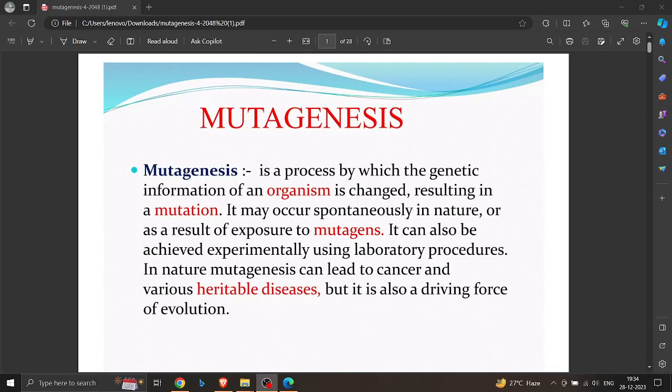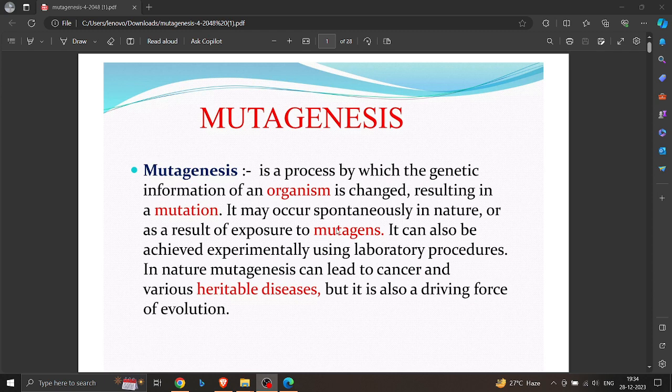Students, from genetics, we are into another topic, that is mutagenesis. What is mutagenesis? Mutagenesis is a process by which the genetic information of an organism is changed, resulting in a mutation. That is mutagenesis.